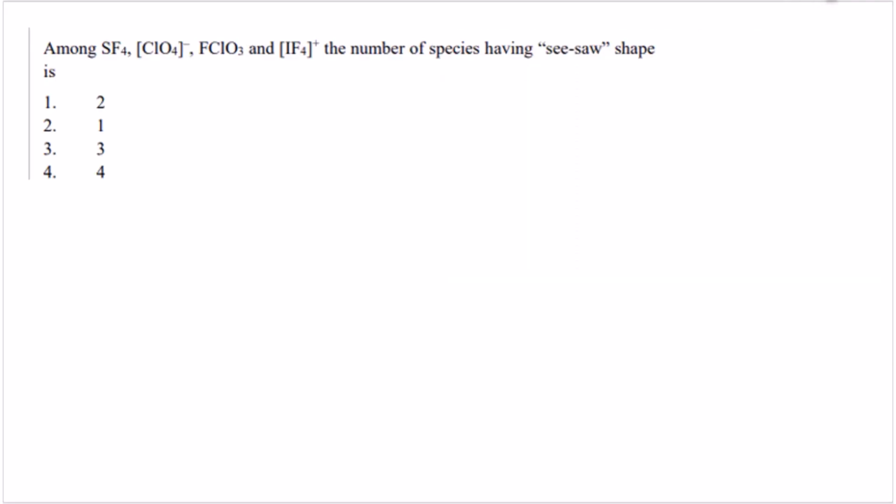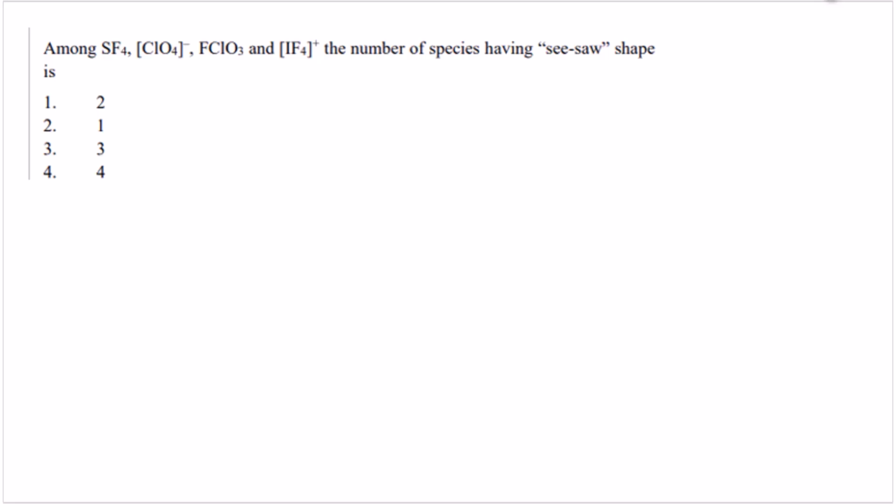So this is also one of the questions that has been asked in a competitive examination. The question is, among SF4, ClO4 minus, FClO3 and IF4 plus, the number of species having seesaw shape is, so the first option is 2, second option is 1, third option is 3 and fourth option is 4.